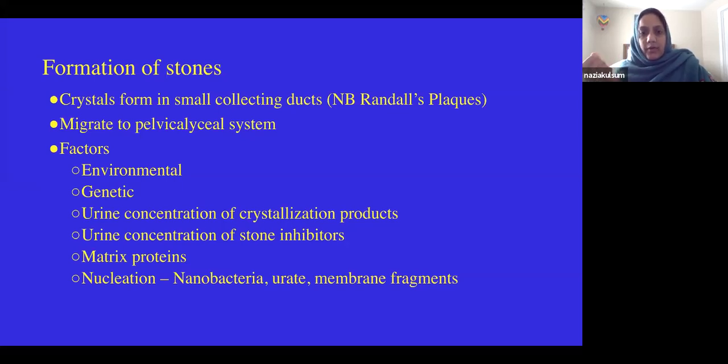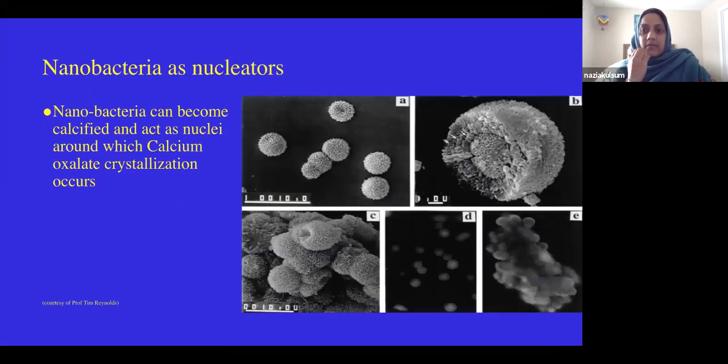And then also this concept of nanobacteria. People have looked at how kidney stones essentially form, and there's a concept of nanobacteria. These are small little particles around which the calcium oxalate crystals eventually deposit, and then eventually these crystals join together, form plaques, and then ultimately kidney stones.